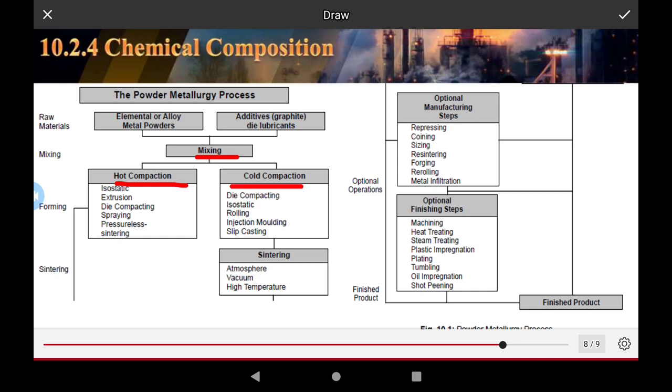In this operation, the forming operation is used. This is the isostatic and extrusion process, die compacting and spraying, and the cold isostatic and die compacting, rolling, injection molding and slip casting, is the application in sintering.